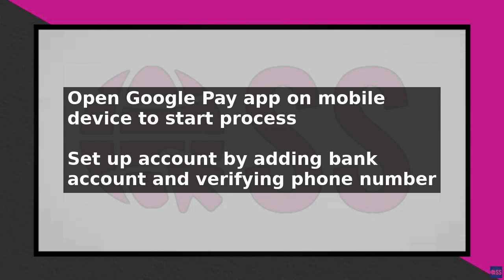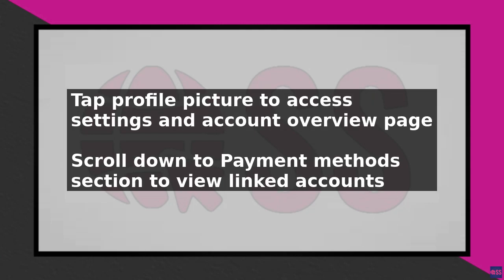Once your account is set up, tap on your profile picture or initials at the top right corner of the screen. This will take you to the Settings and Account Overview page. From here, scroll down to the section labeled Payment Methods. Under Payment Methods, you will see a list of your linked bank accounts. Tap on the account for which you want to find the UPI ID.